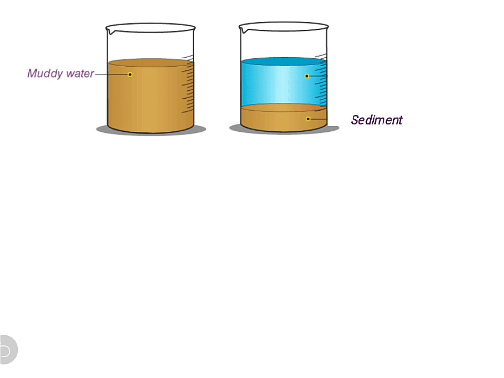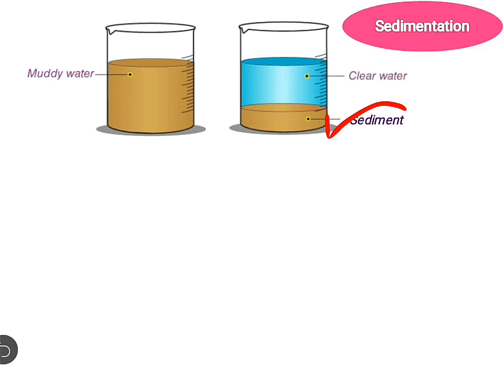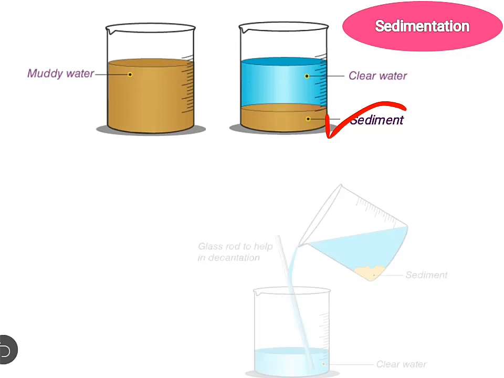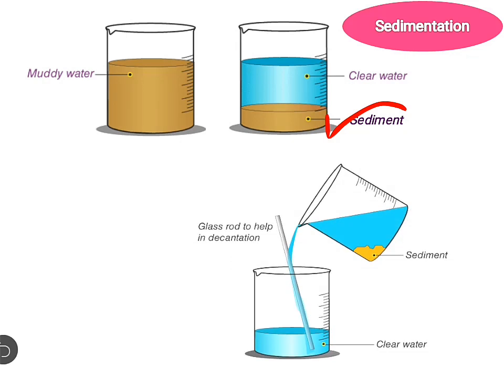This layer of impurities is called sediment. And you will also see clear water above the layer of impurities. So, this process is called sedimentation. Now, the clear water after sedimentation is slowly poured into a separate container without disturbing the settled impurities, and this process is called decantation.